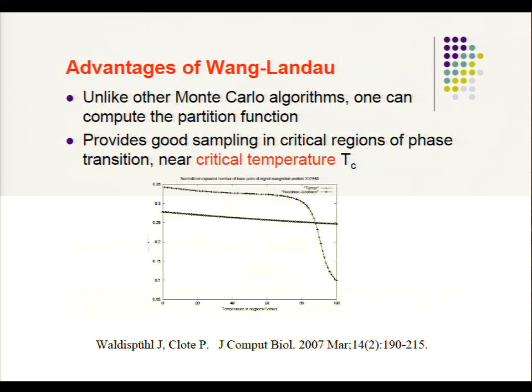Advantages of Wang Landau: like other Monte Carlo algorithms, we can effectively sample and stay in the phase transition close to the critical temperature. Here is a figure from a paper by Jerome Waldispühl and myself a couple of years ago, where on the x-axis we have the Celsius temperature and on the y-axis the percentage of base pairs. In developing this algorithm, for each energy we computed the partition function over all secondary structures having exactly that energy.